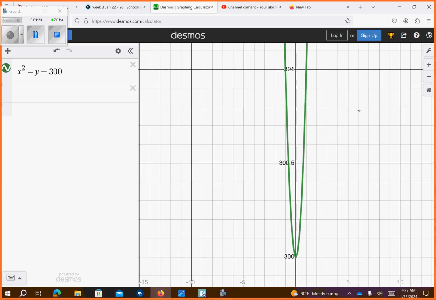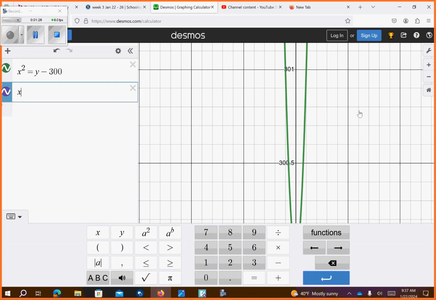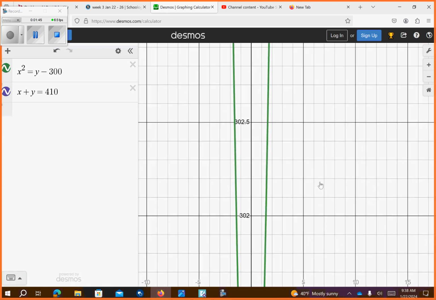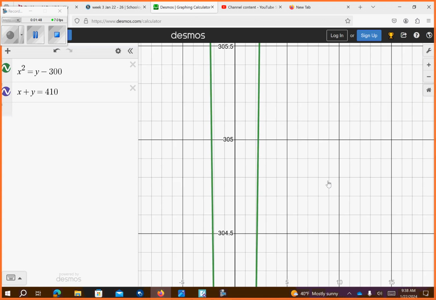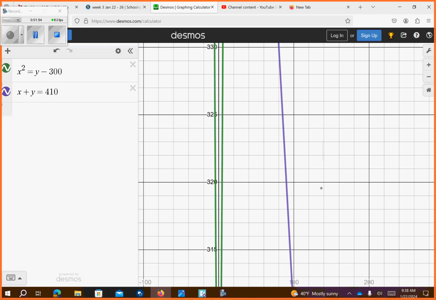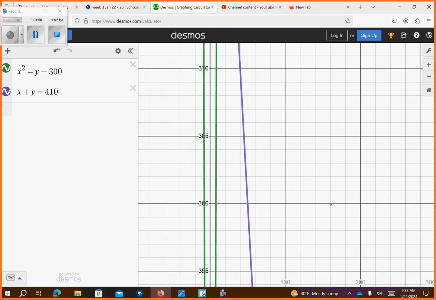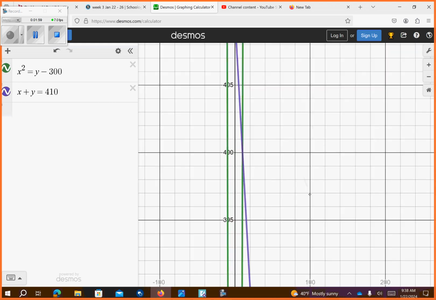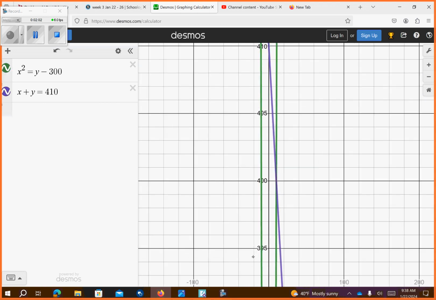Cool. All right, and then I'm going to plot my other one, which is x plus y equals 410. And for those of you that are used to using the graphing calculator, the big benefit of doing it this way is I can just plug my equation in as is. I don't have to make it y equals. So if I wanted to search for this, I'm starting to see it. And the nice thing is this works so nice compared to the graphing calculator.